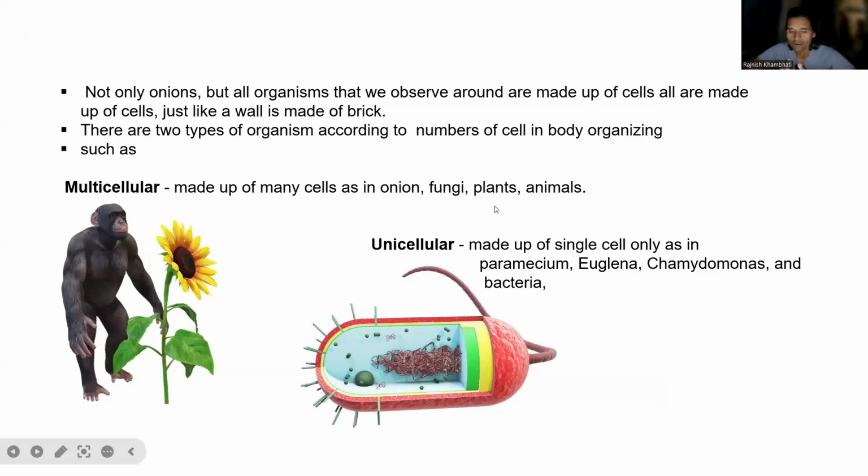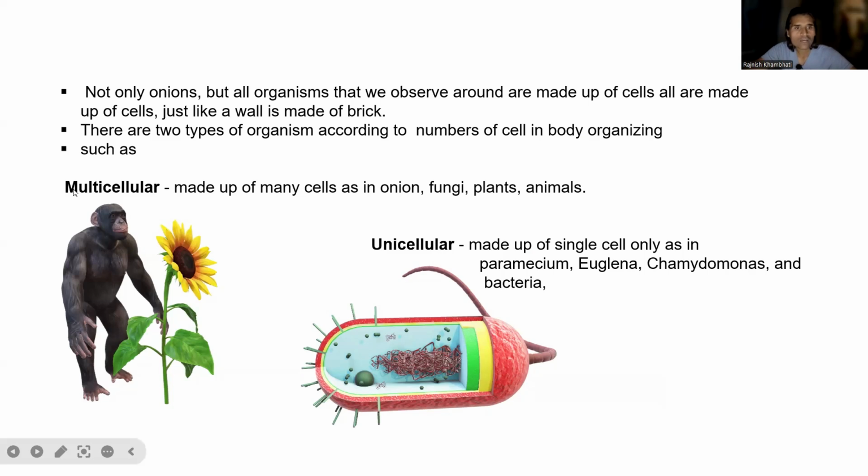Now, we observed onion cells only under the microscope, but not only onions. Every organism we observe around us is made up of cells. Each and every living organism is made up of cells. And there are two types of organisms according to the number of cells organizing their body, meaning how many cells are there in their body.